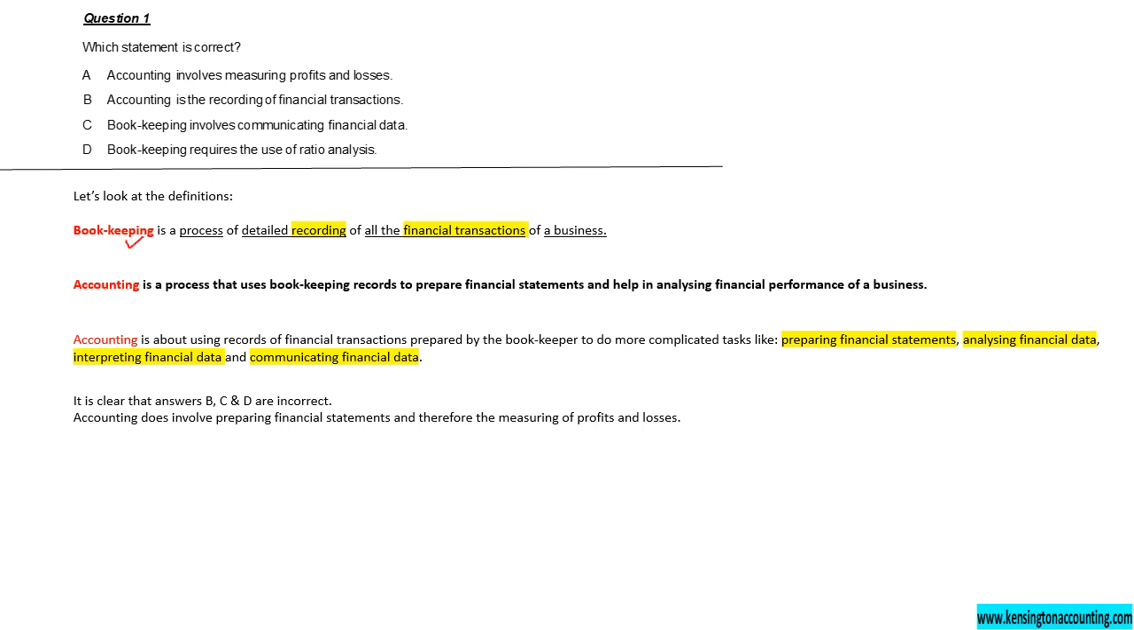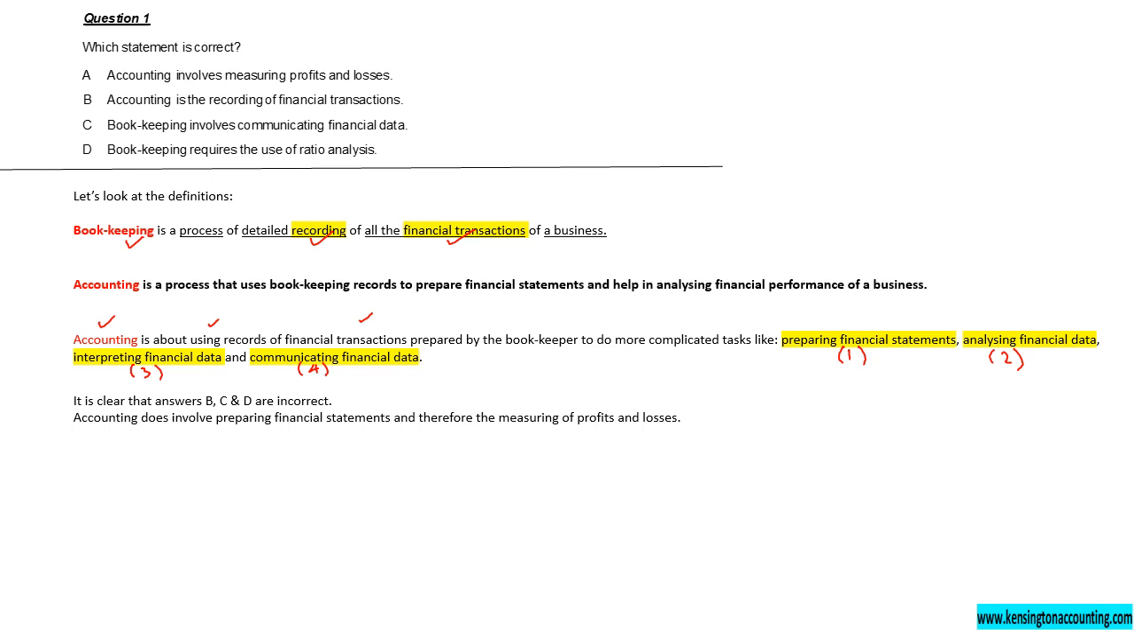Bookkeeping essentially is about recording of financial transactions, whereas accounting is using those financial records prepared by the bookkeeper to do more complicated or sophisticated tasks like preparing financial statements, analyzing financial data, interpreting financial data, and communicating those financial data. Therefore, based on these definitions, let's look at the four possible solutions.